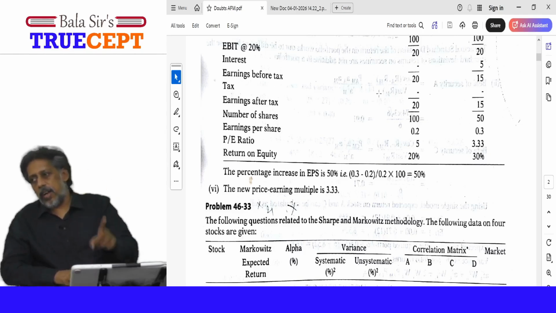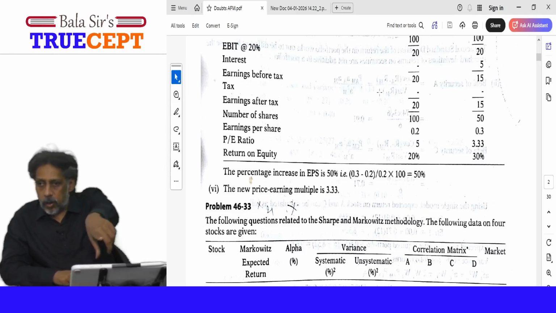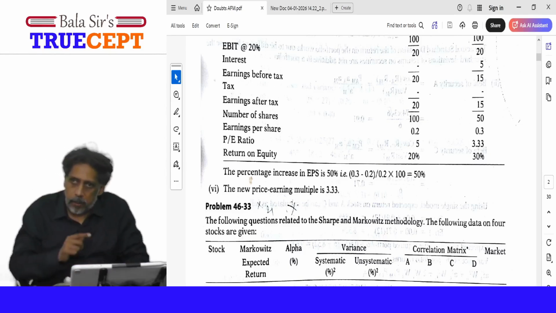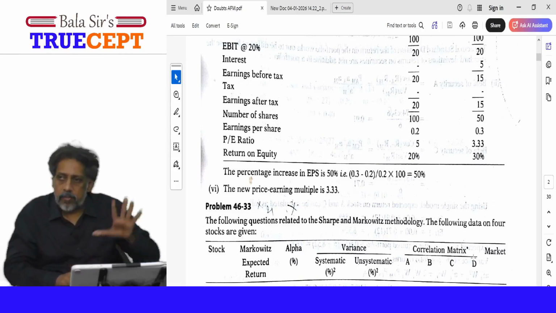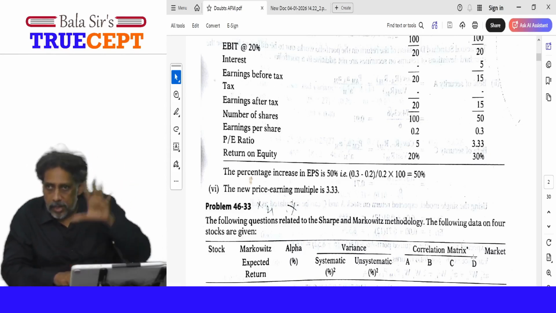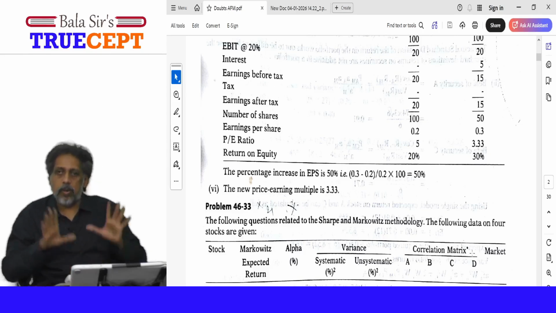So guys, learn the sum really well. Possible MCQ. The last question, new price earnings multiple. That's for the price. It's already there in the table. We know the P/E ratios are 5 times and 3.33 times. Already there in the table, that's why I didn't take it up. It's there in the chart, right?